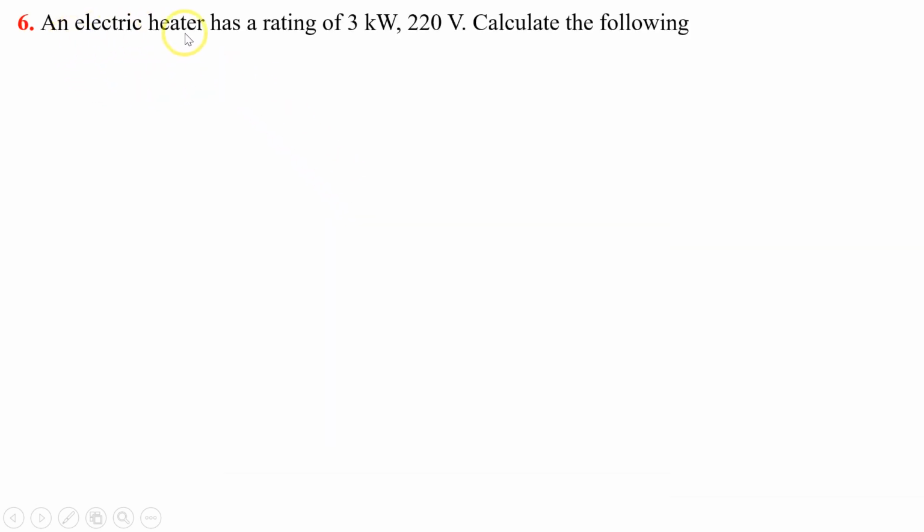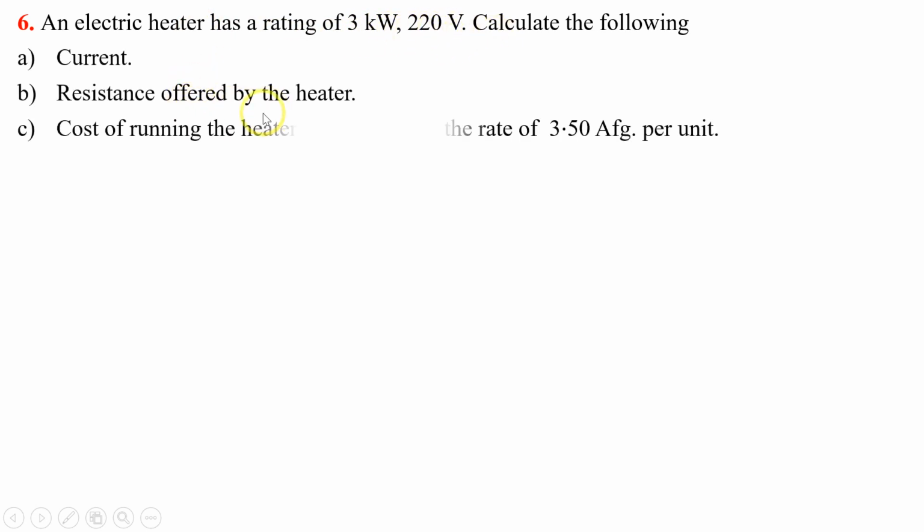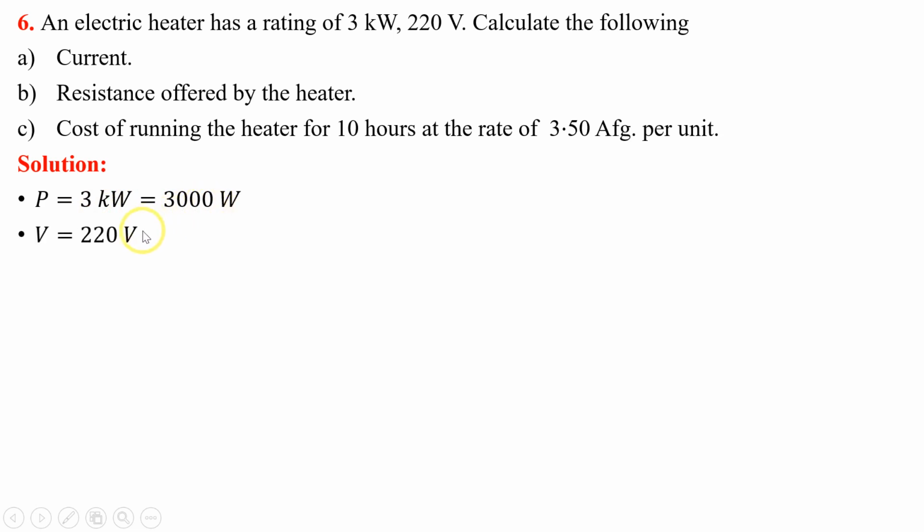Another question: an electrical heater has a rating of 3 kilowatt, 220 volt. Calculate the following: the current, the resistance offered by the heater, and the cost of running the heater for 10 hours at the rate of 3.5 Afghanis per unit. Here power is given, that is 3 kilowatt. So 3 kilowatt is equal to 3000 watt, and voltage is given, that is 220 volt.